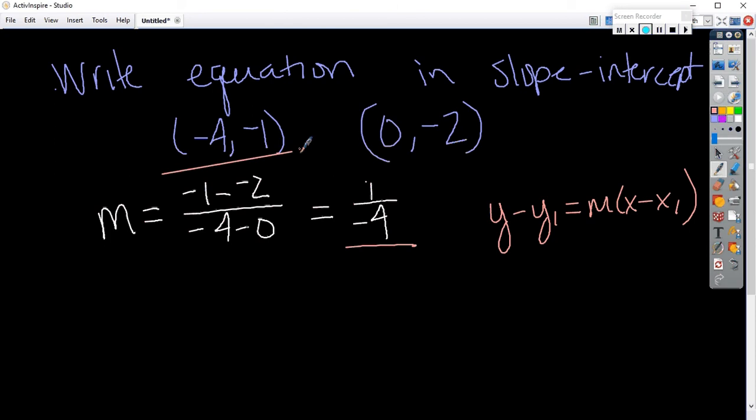So y plus 1 equals -1/4 times x minus 4. From this equation, I can get to any other form. I can manipulate it to be in standard form or slope-intercept form, right?